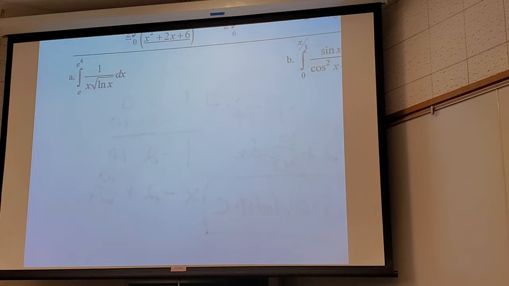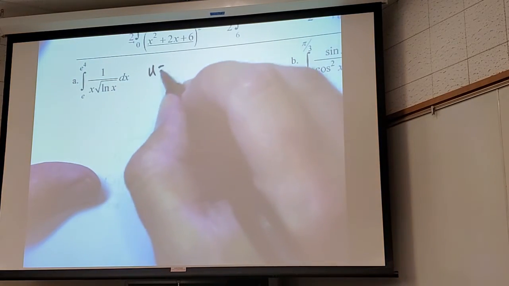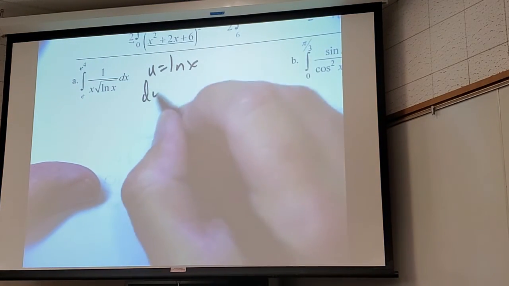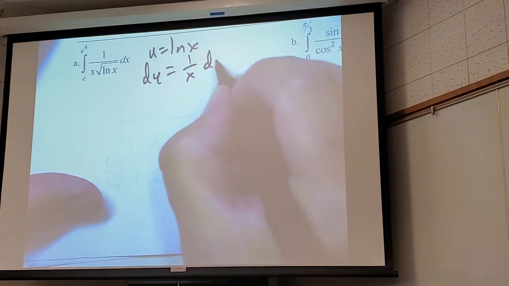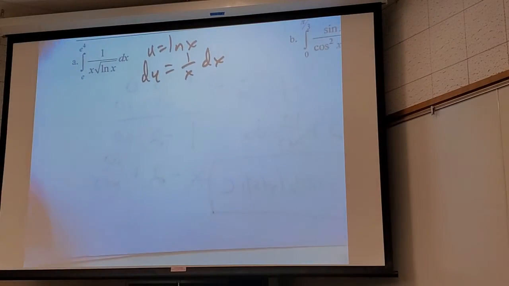There's kind of an obvious inside function here. What's that? Natural log. I mean, that looks gross, doesn't it? It's about to look a lot better. So if you let u equal ln x, what's du? Yeah, 1 over x dx. Do you see 1 over x dx in there? Holy shit.